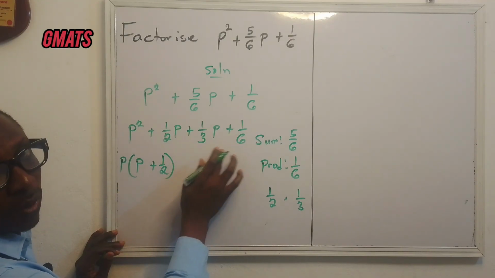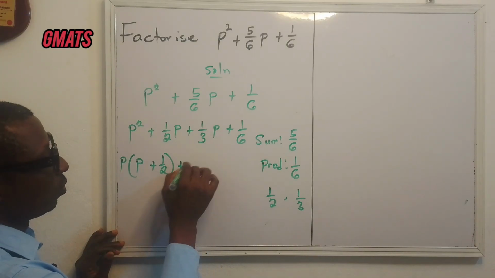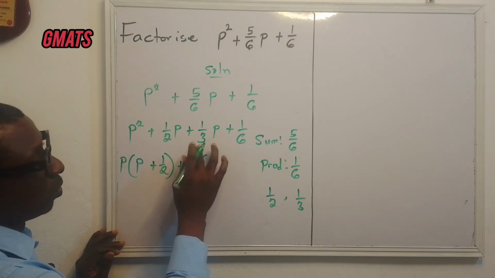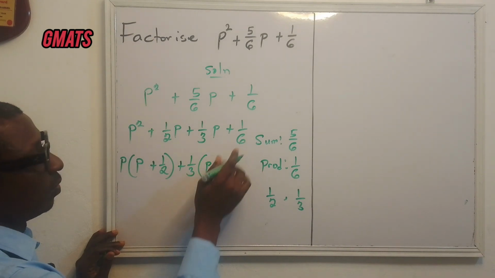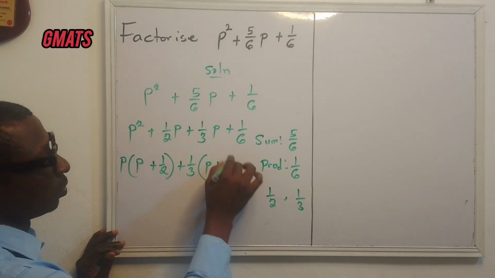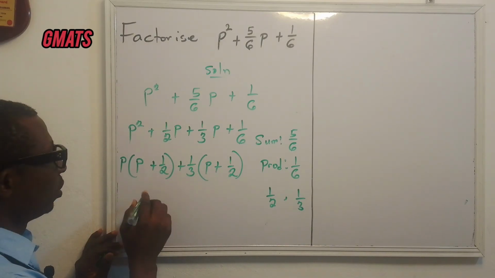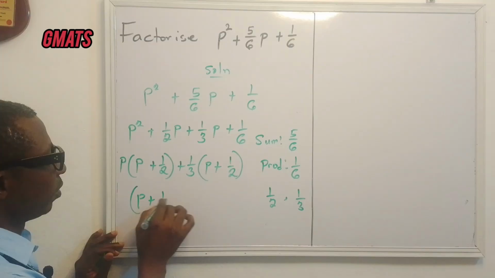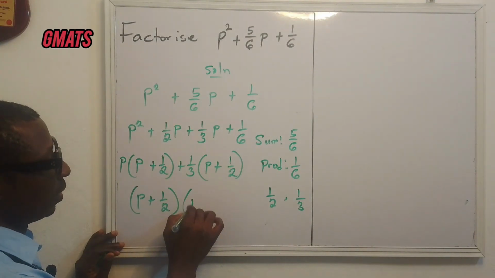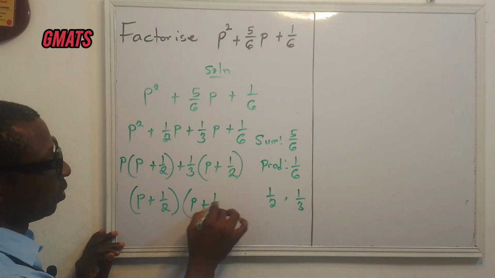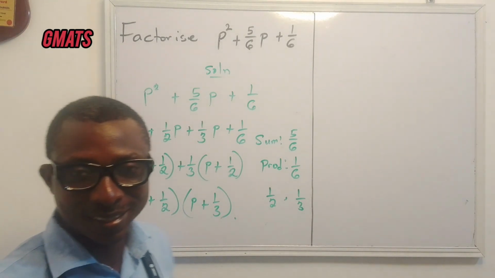The same thing here. The GCD here is 1 over 3 because 1 over 3 can go here, can also go here. So we have plus 1 over 3. When you divide this by 1 over 3, you have p. When you divide this by 1 over 3, you have 1 over 2. So here you can factor out p plus 1 over 2. So we have p plus 1 over 2. You are left with p and 1 over 3, so p plus 1 over 3. And this is the answer to the problem. Thank you.